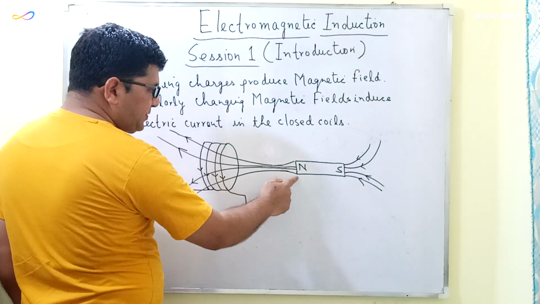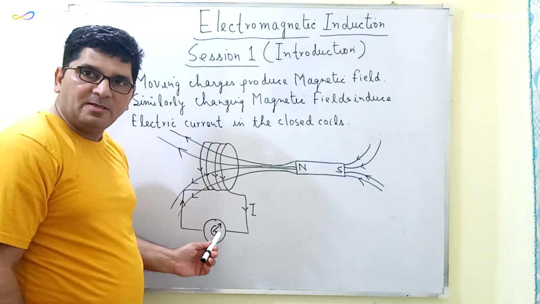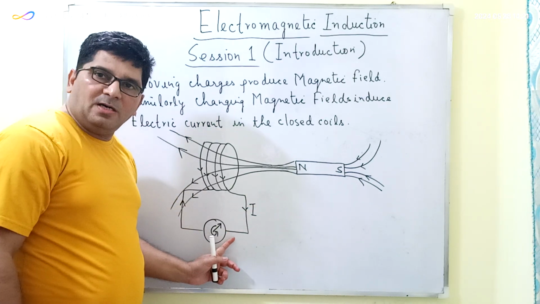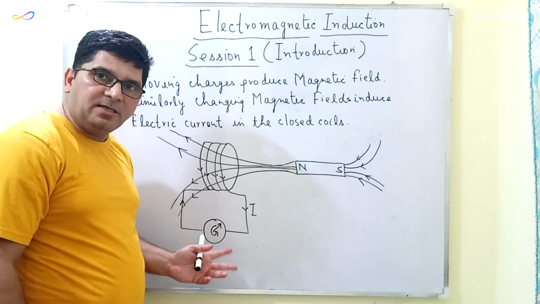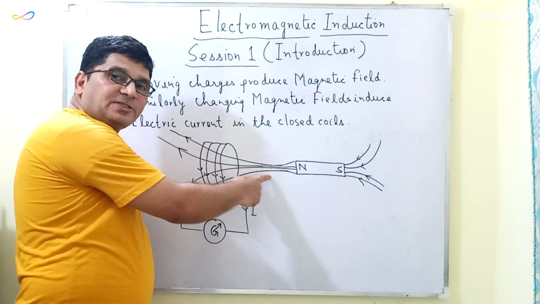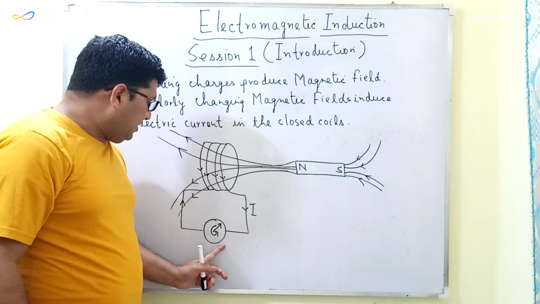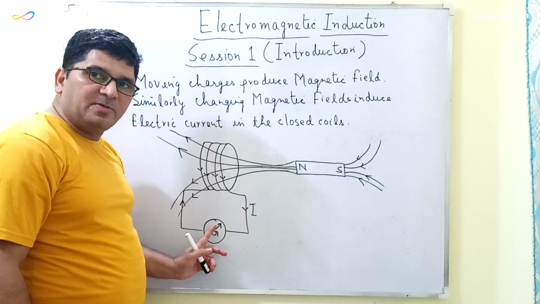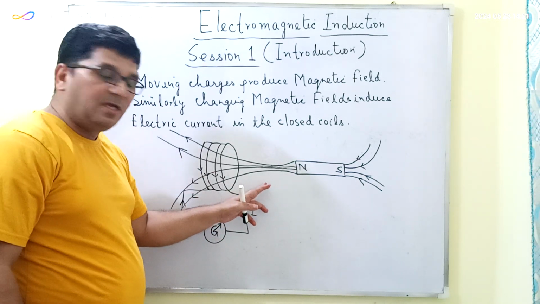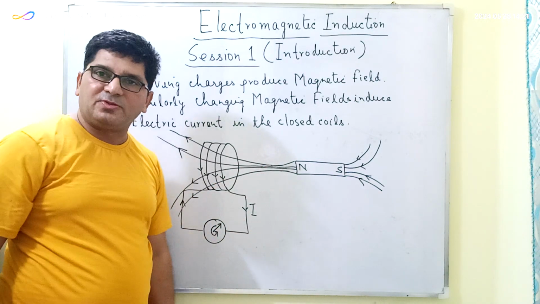When they pushed this bar magnet through the closed coil, they found a deflection in the pointer of the galvanometer, and they also found that this deflection was seen only as long as there was relative motion between the bar magnet and the coil. When the bar magnet stopped or was held stationary, the pointer did not show any deflection.